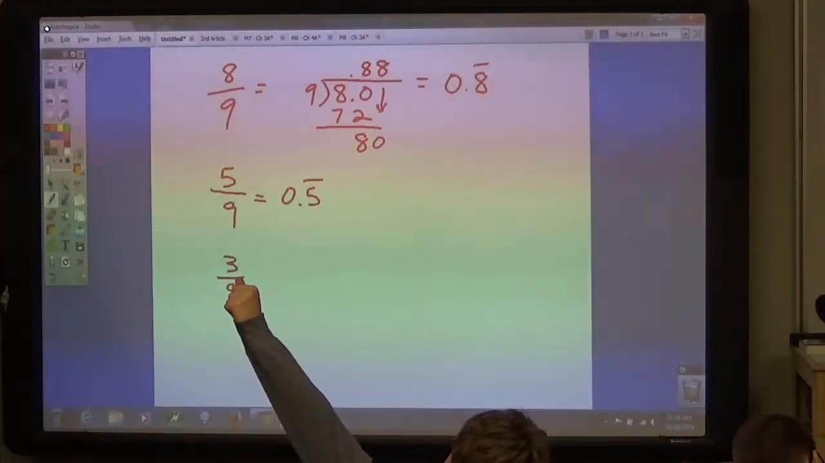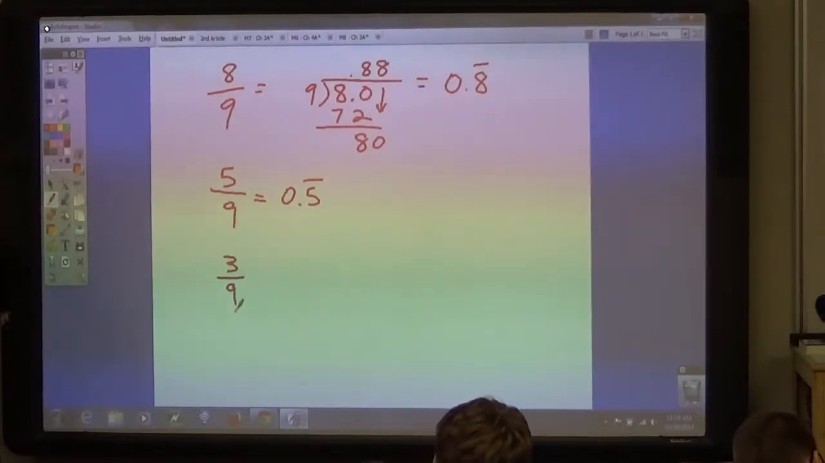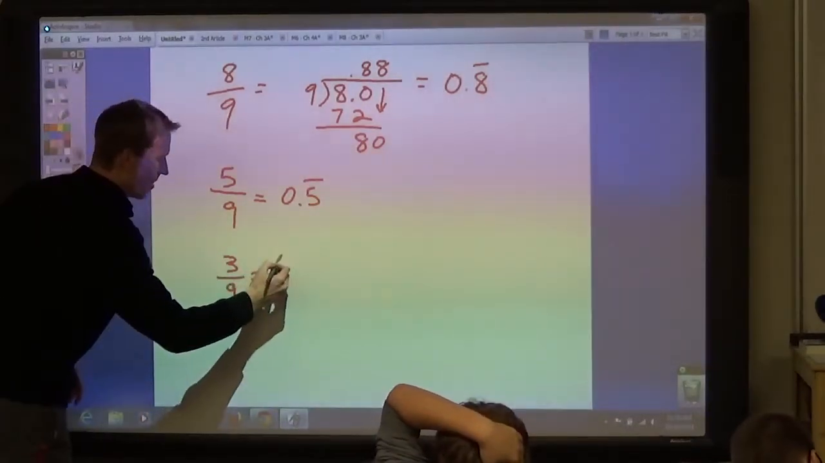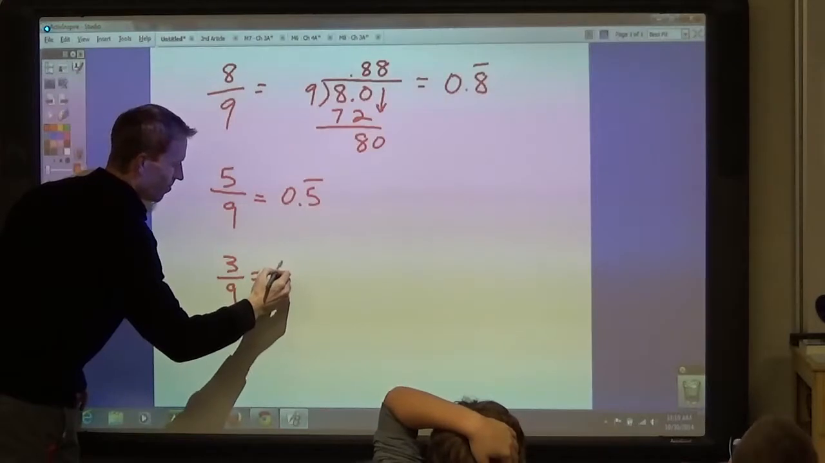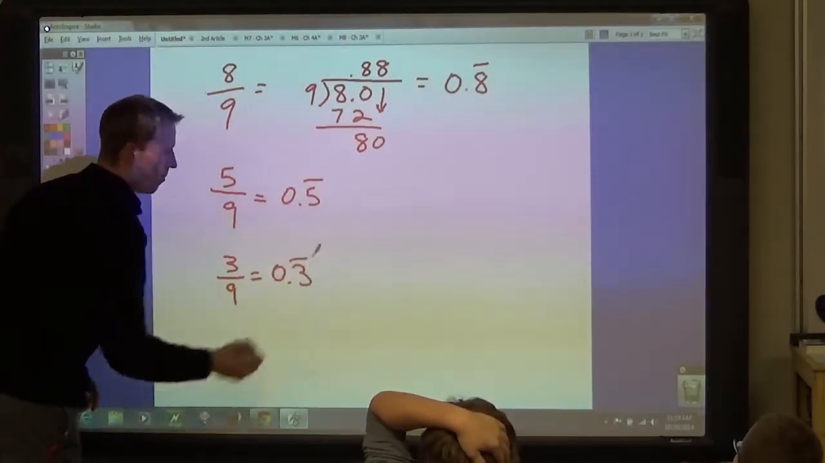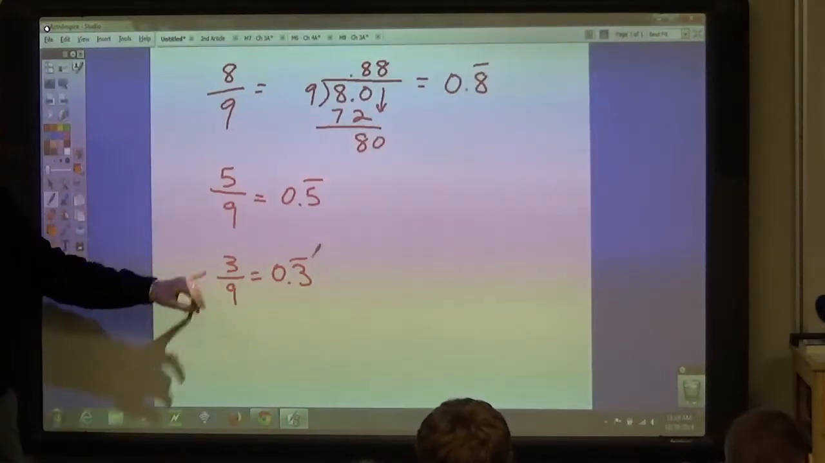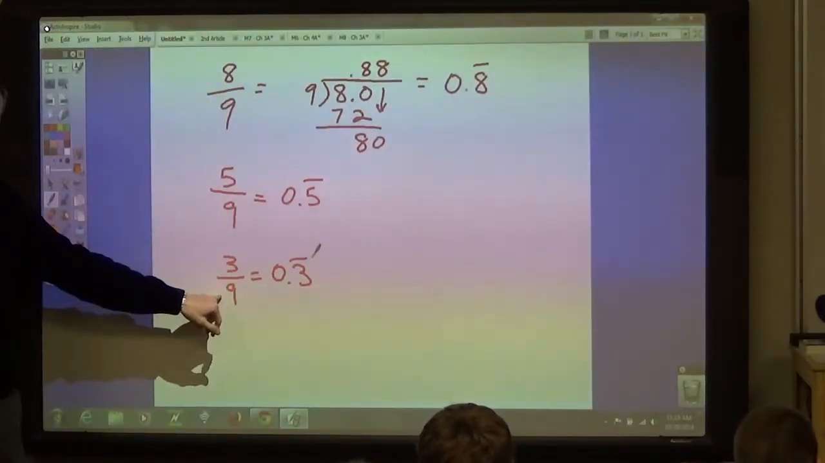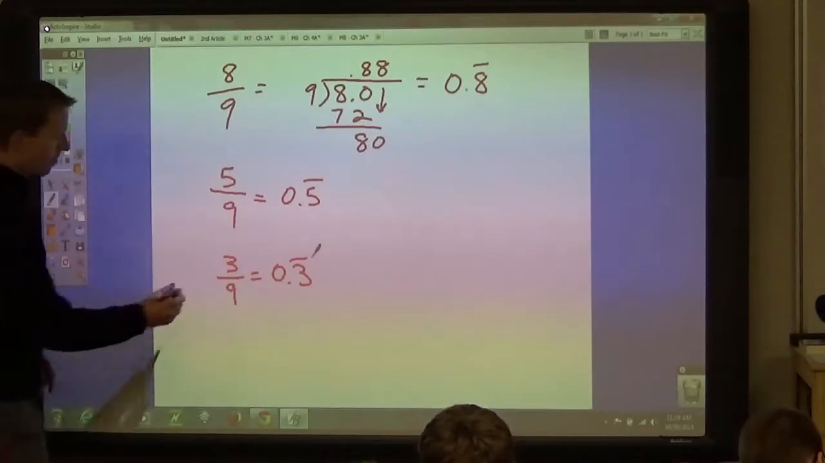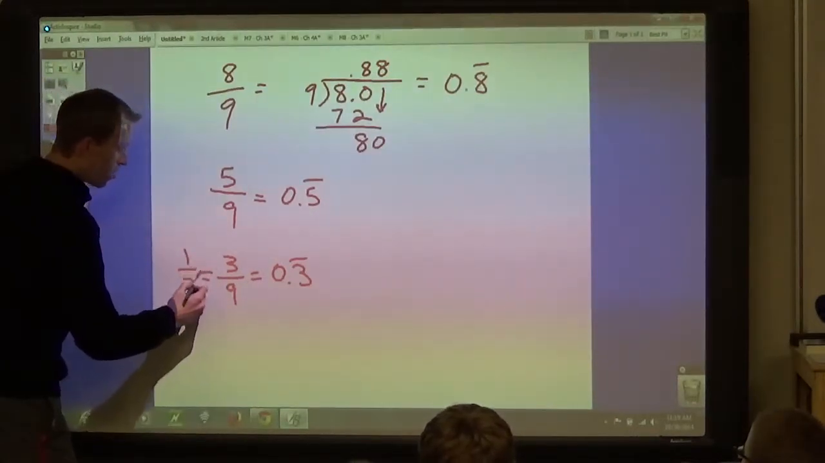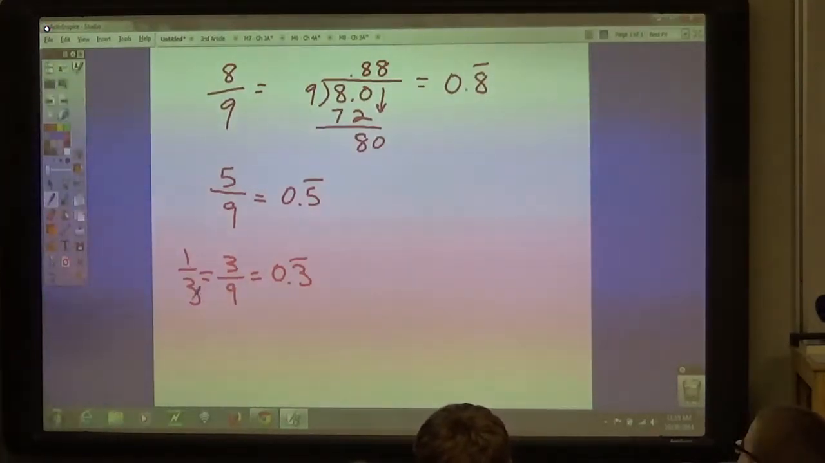Okay. What about 3/9? Whoa, it's different. No, it's not different. It's 0.3 repeating. Now, the interesting thing about 3/9 is this can be reduced to what? 1/3. So what is 1/3 as a decimal?